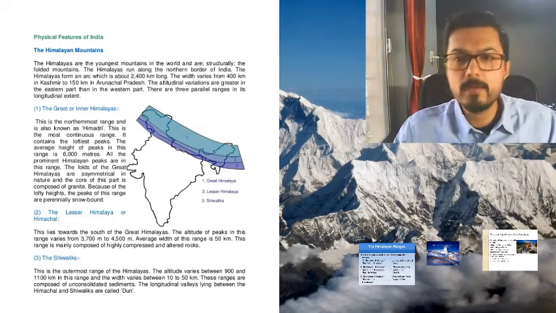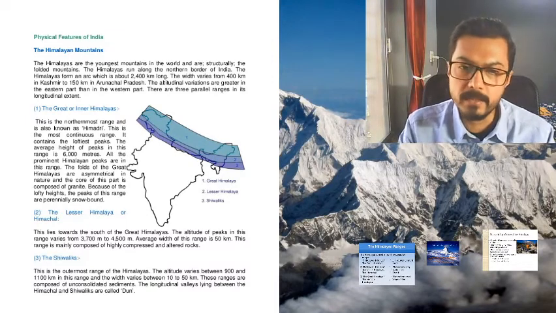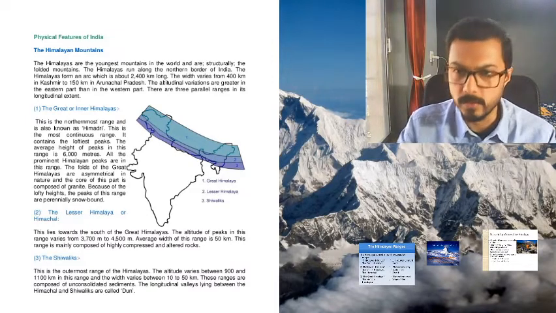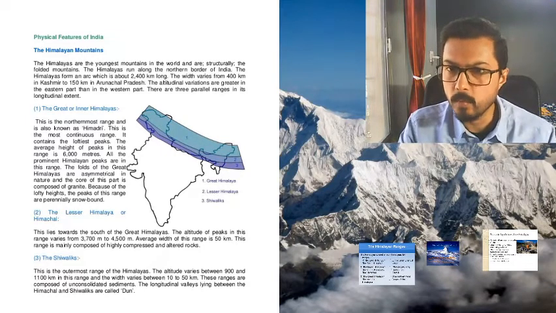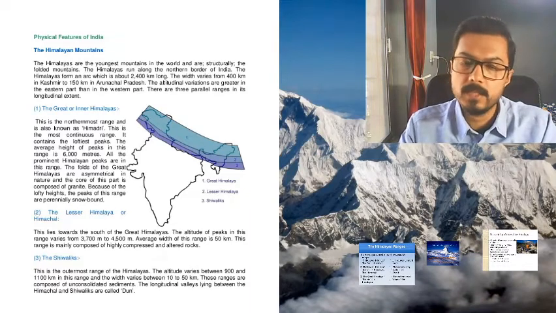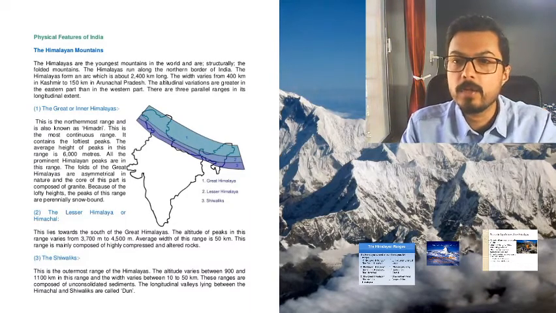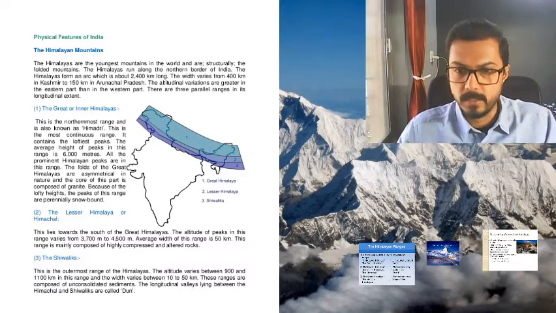And the longitudinal valleys that you find over here between the Himachal and the Shivalik are called Dun, D-U-N, Dun. So we have Dehradun, we have Kotli Dun. These places lie in the valley that is between the Himachal and the Shivalik. They are popularly known as Dun and are very popular tourist destinations.